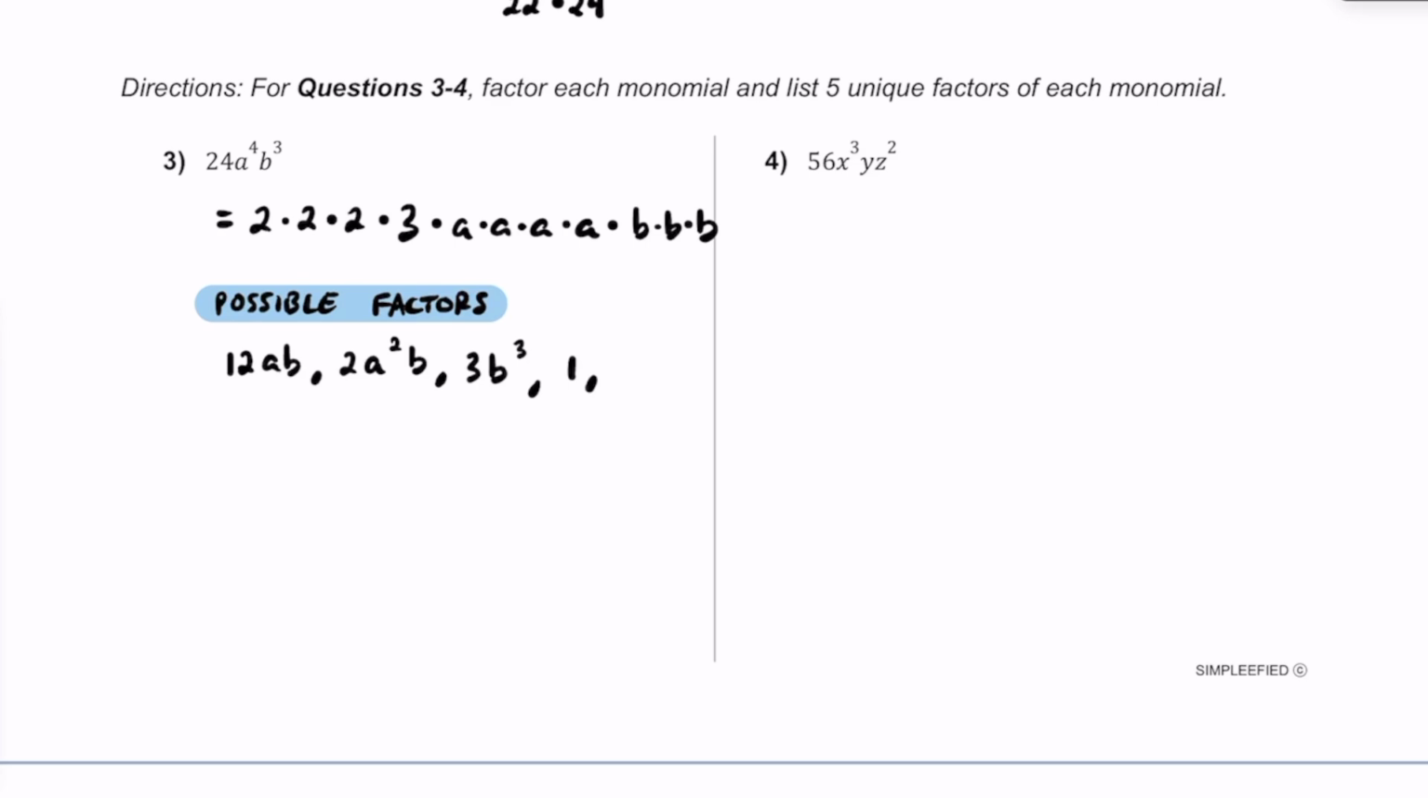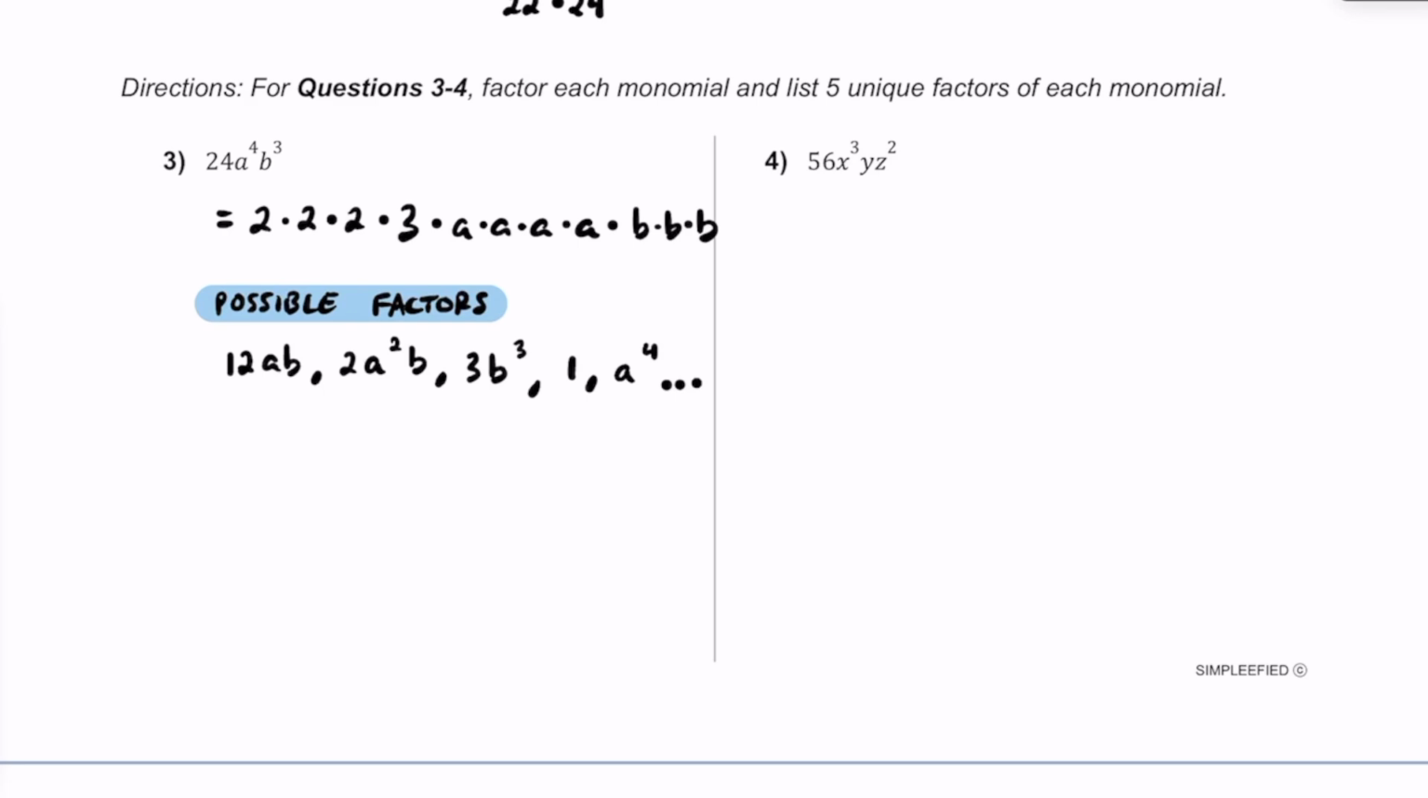And then you could also, I don't know, say the entire thing itself. You could say 24a to the 4th b cubed, but maybe I'll just go ahead and say something like a to the 4th power because that definitely goes into the entire monomial. So those are just 5 options. I'm going to put ... here just so you know. There's definitely way more of these, but these are just 5 possible factors.